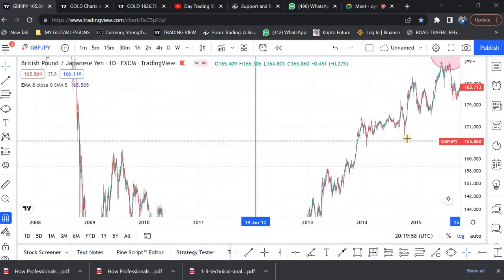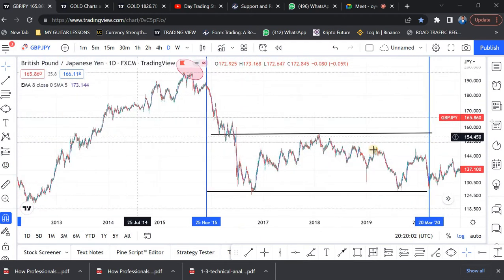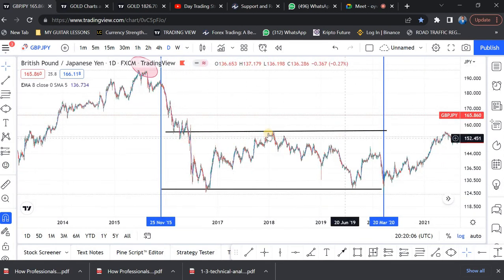Now let's look at another structure here. Which type of market is this, where you could see that I have drawn some lines here, up and then down? Which type of market is this? It is a ranging market. Very good. This is a typical ranging market.